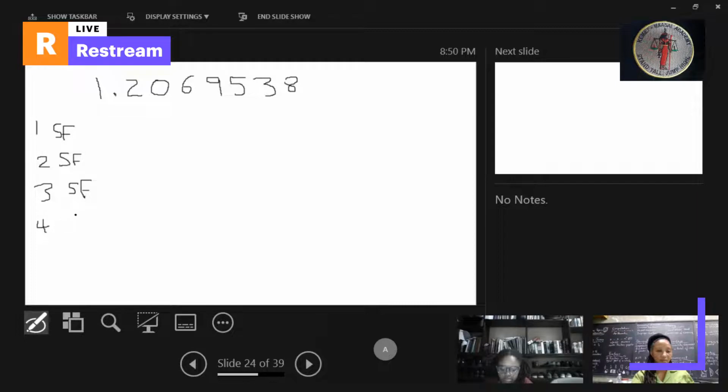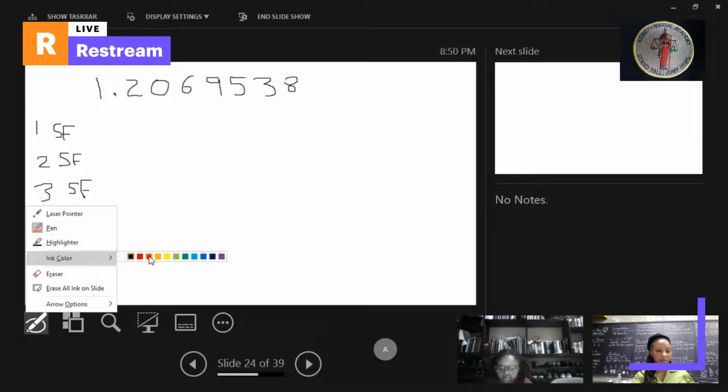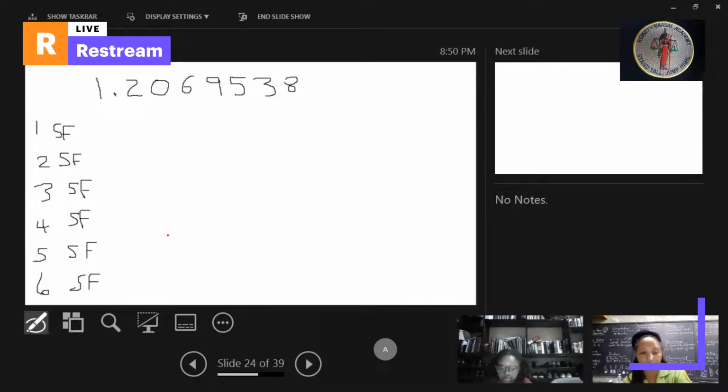So my number is 1.2069538. Miss, you said for decimals, all the numbers behind the point we're supposed to do. No, no, I didn't say that. I'm saying for the zeros. Depending on how many significant figures you're rounding to, everything to the right, you can just ignore it for the decimals.